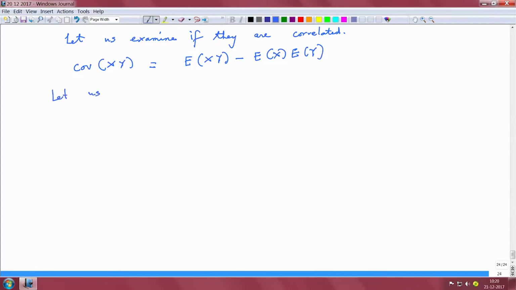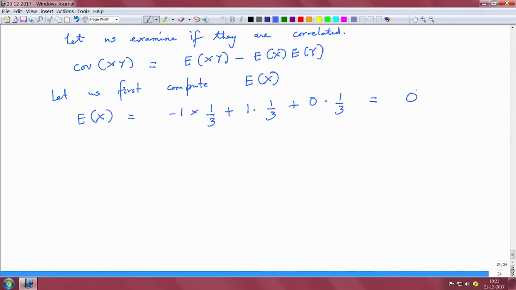So, let us first compute expectation of x. Expectation of x is basically the statistical average for this random variable x. So, x takes values -1, 0 and 1. So, -1 with a probability 1 by 3, and how can you get this probability? By basically marginalizing. Then it takes 1 with a probability 1/3 and it takes 0 with a probability 1/3, and this evaluates to 0. So, therefore, the second term in this covariance quantity is 0 because one of the terms is evaluating to 0. Let us compute expectation of x y.